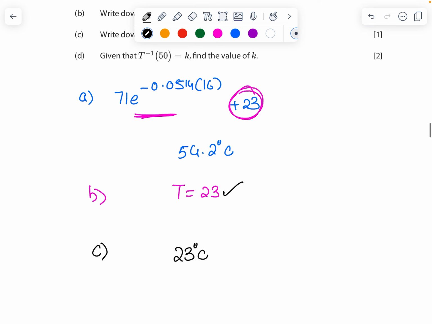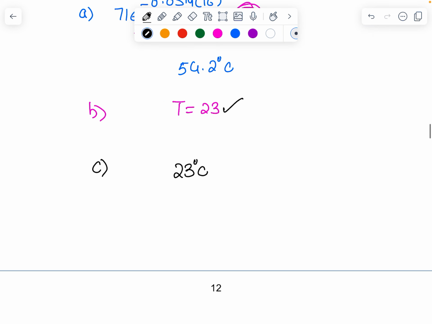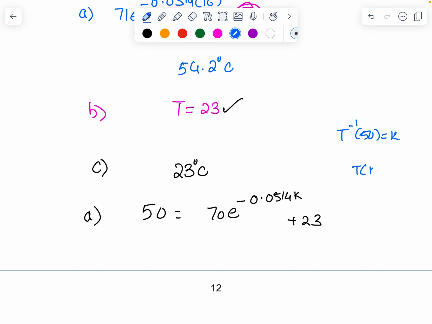the room temperature. Given that T inverse of 50 equals k, what is the value of k? So 50 equals 70 e to the power of minus 0.0514 k plus 23. Basically, T inverse of 50 equals k means T of k equals 50. So plug in and use the equation solver. You should be getting the answer in three significant figures, 18.8.